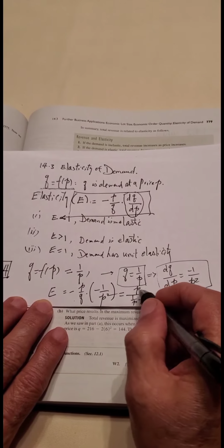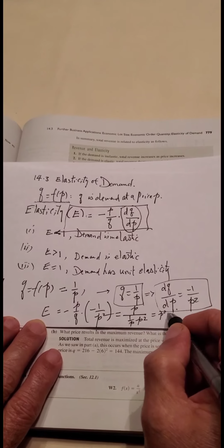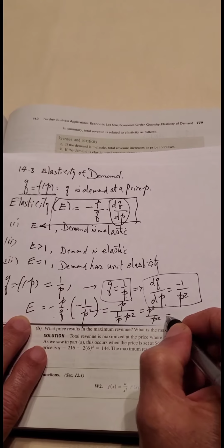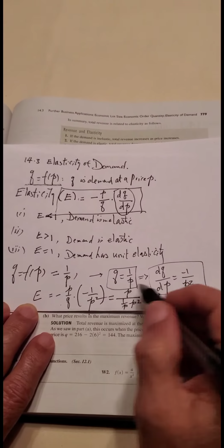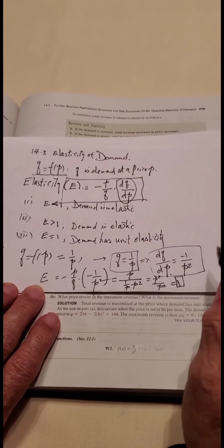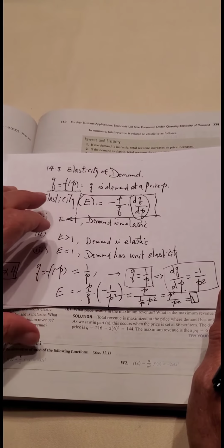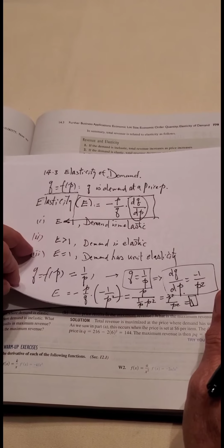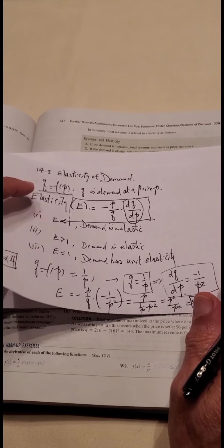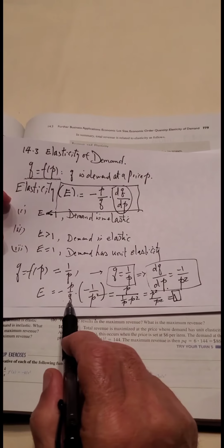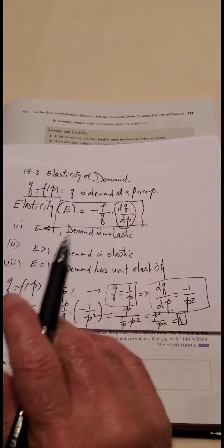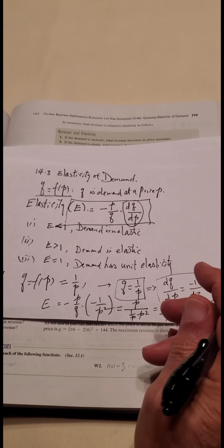So this means P goes upstairs. It becomes P squared over P squared, which is equal to 1. So when E is equal to 1, in which case are we in? We are in the third case. That means the demand has unit elasticity. In this case, when you have E is equal to minus P over Q, that will give you E is equal to 1.